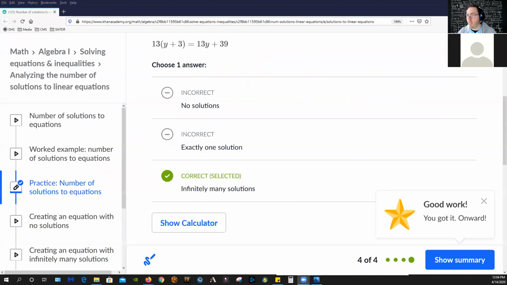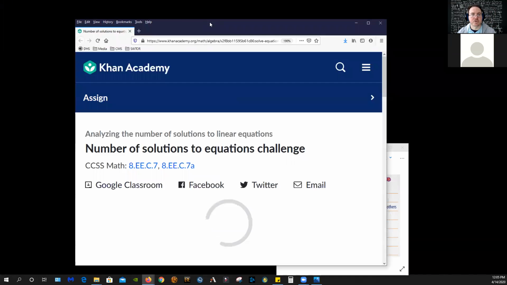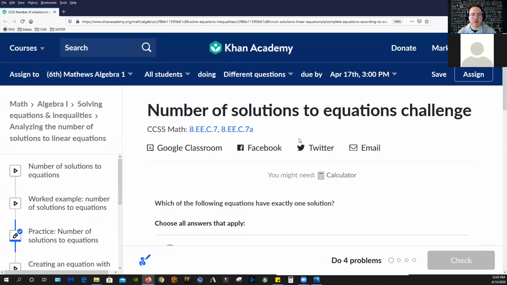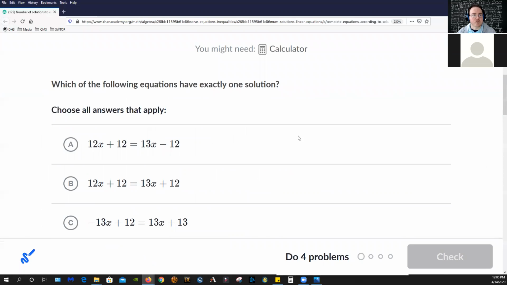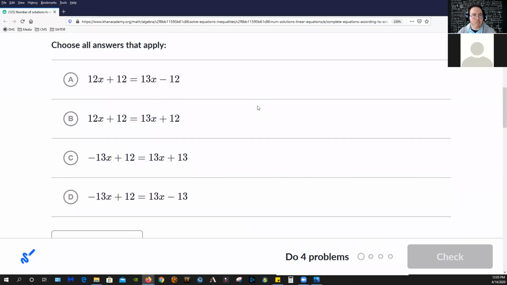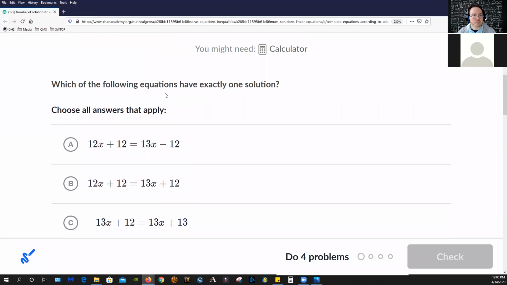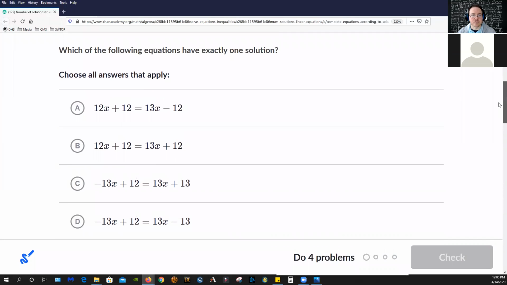Let's see. What else would be fun to do? This is the number of solutions challenge. This means they should be harder. That'd be fun. Which of the following equations has exactly one solution?